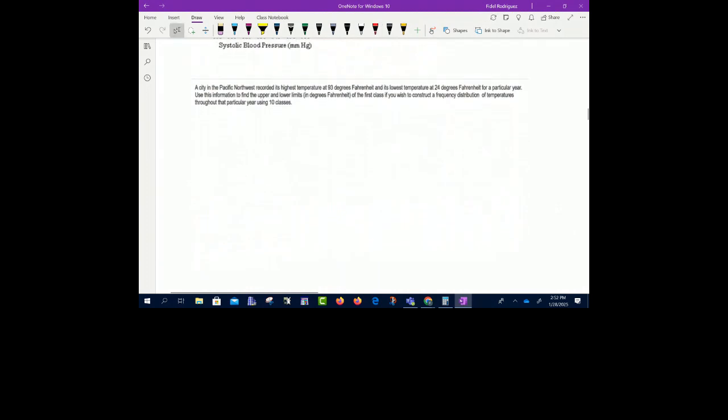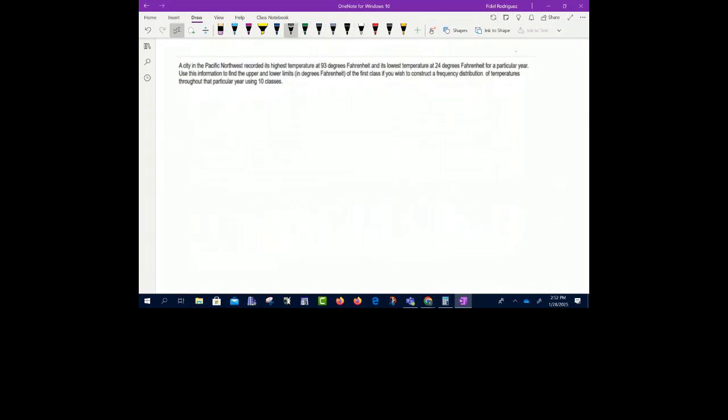Let's take a look at this one. So, y'all, it says a city in the Pacific Northwest recorded its highest temperature at 93 degrees and the lowest temperature at 24 degrees for a particular year. Use this information to find the upper and lower limits in degrees Fahrenheit for the first class if we wanted to make a frequency distribution using 10 classes.